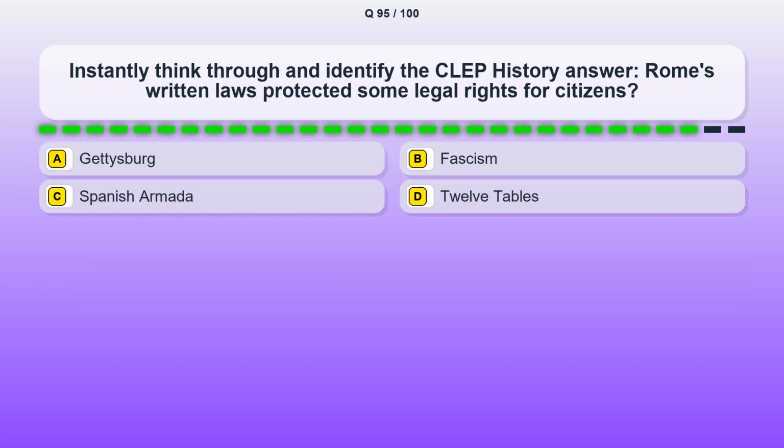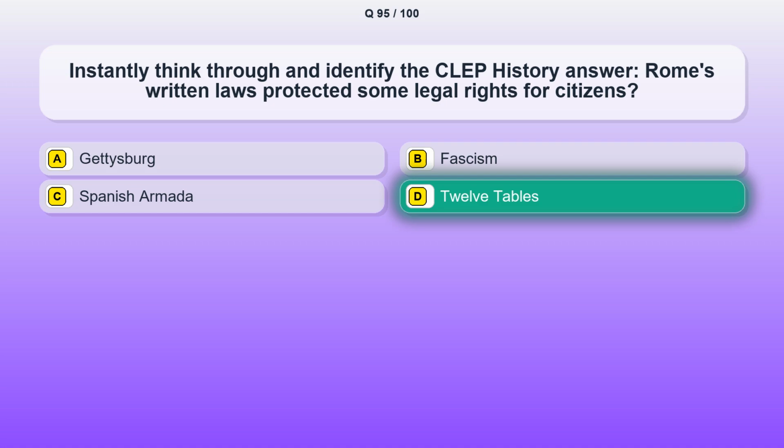Question 95. Instantly think through and identify the CLEP history answer. Rome's written laws protected some legal rights for citizens. Option A, Gettysburg. Option B, Fascism. Option C, Spanish Armada. Option D, 12 Tables.